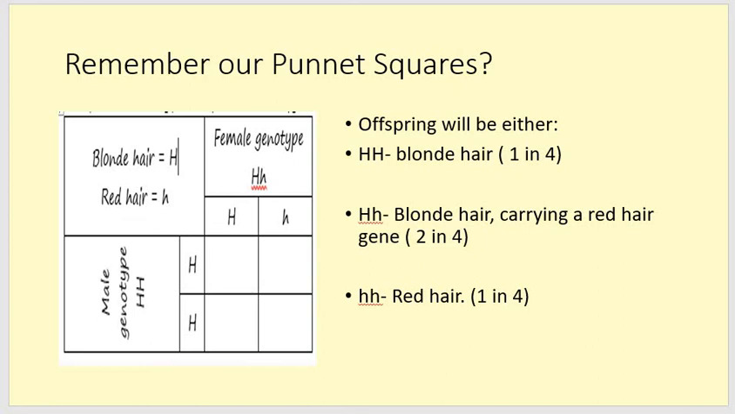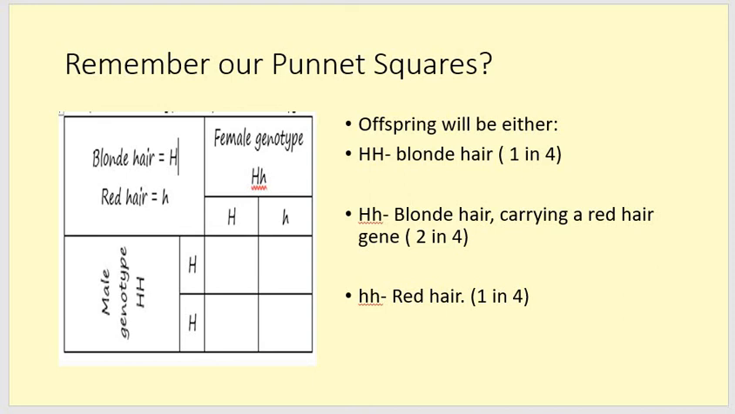So this is our Punnet square. If you had a male that's double H, a female that's capital H, lowercase h, the offspring would be male and female, two double H's, capital H's. They would have blonde hair because that's the only genes they've got. If you have a capital H and a lowercase h, the hair would look blonde, but the gene for red hair could be passed on to offspring.